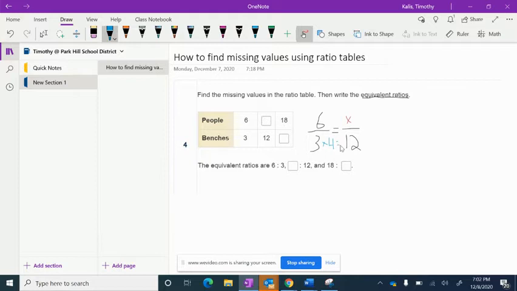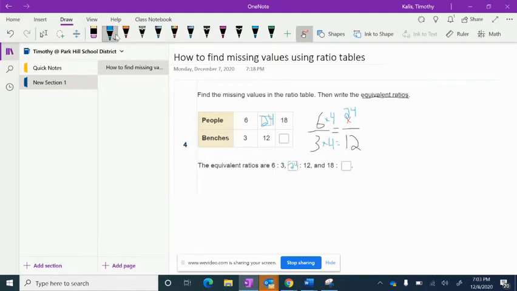And as you know, whatever you do to the denominator, you have to do to the numerator. So we're going to also multiply 6 times 4. And that's going to give us a total of 24 people in that first value. So that value is going to be 24. And so I can fill it in here, 24 to 12. 24 people sit on 12 benches.